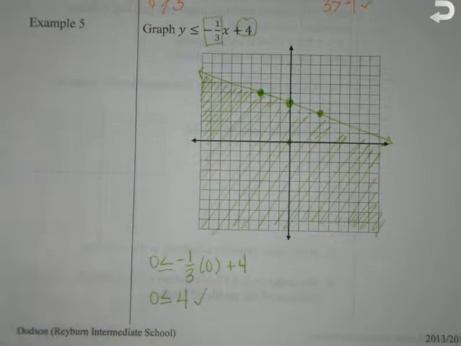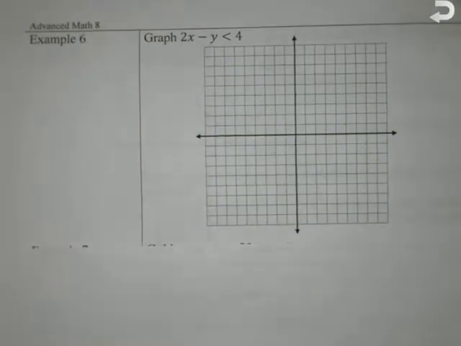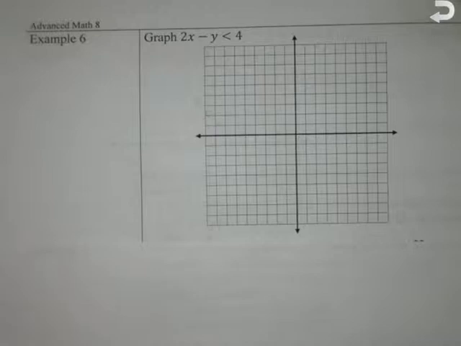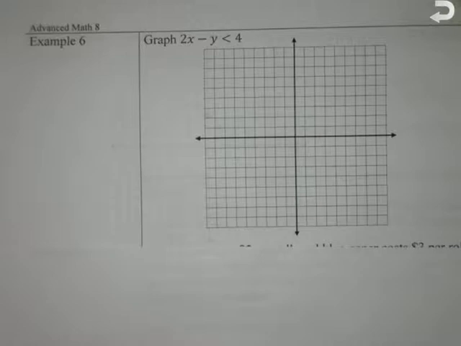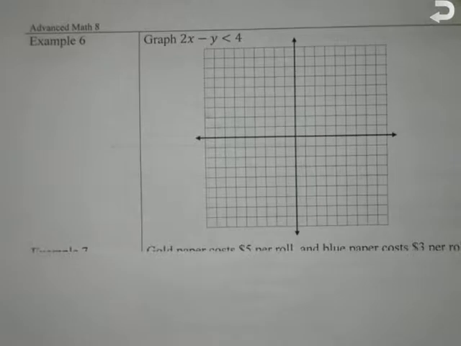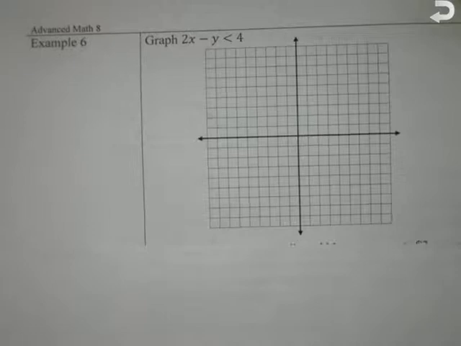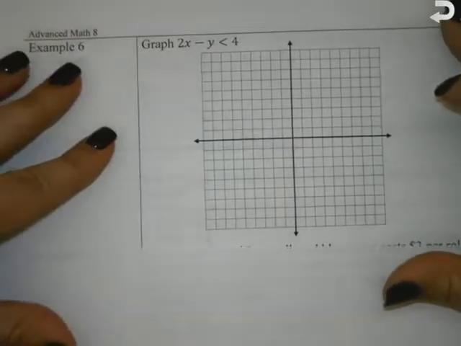Together. So example 6. I'm giving you a different form. Which form is this, guys? Standard form. So we have 2x minus y is less than 4. Now, you guys have two options. We can use x and y intercepts to graph this one, or we can put it in slope-intercept form. What do you guys want to do? Put it in slope-intercept? Okay, so to put this in slope-intercept, the first thing we're going to do is subtract 2x from both sides.